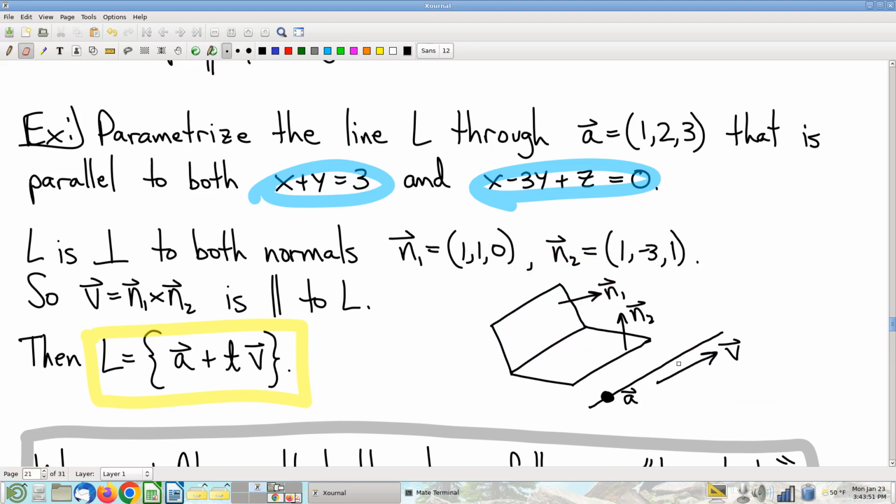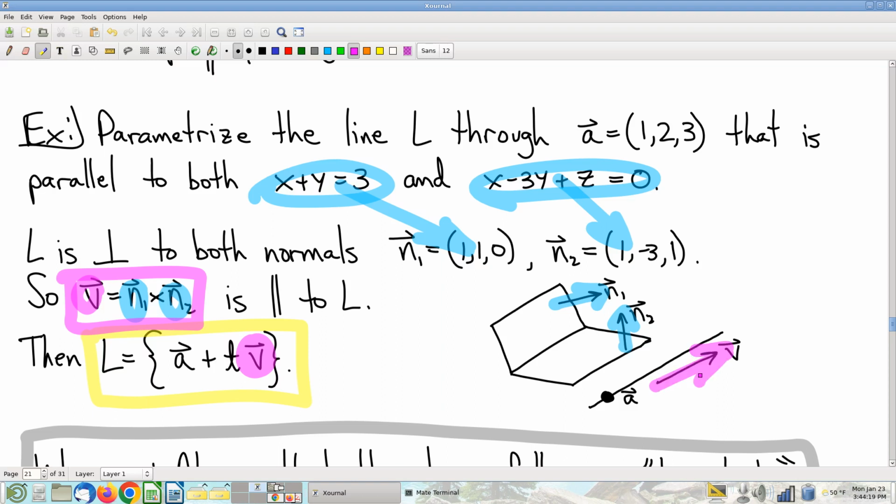So again, I find myself in a circumstance where I need a vector V, and it needs to be perpendicular to these vectors that I can immediately conclude from those equations, again, with that coefficient trick. So I've got two vectors. I want to find something perpendicular to both, and, of course, the cross product is going to do that for us. So you cross those normals, that gives you a vector parallel to the line, and that completes our parameterization here.